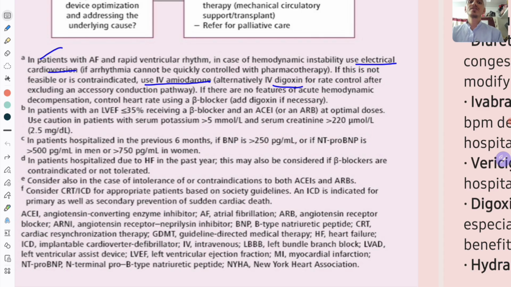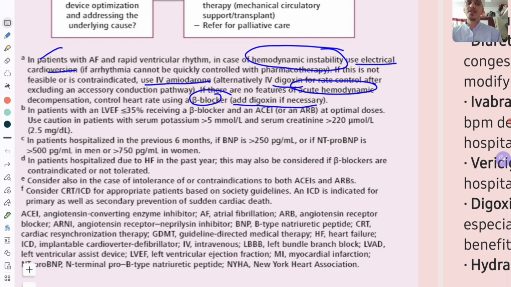If there are no features of acute hemodynamic decompensation, control the heart rate with a beta blocker. Add digoxin if necessary. Okay, so if the patient with heart failure with AF is not stable, you first try electrical cardioversion, and if it is not feasible or contraindicated, then you can try IV amiodarone.